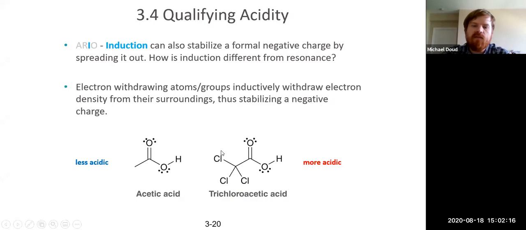Chlorine is electronegative. That means it's going to pull negative charges. Those chlorine atoms are going to pull negative charges away from the lone pair. And as it does so, it reduces that partial negative charge. And again, the lower we make that partial negative charge, the more stable that negative charge is going to be. So the presence of these 3 chlorine atoms actually stabilizes the conjugate base and thus makes trichloroacetic acid more acidic.